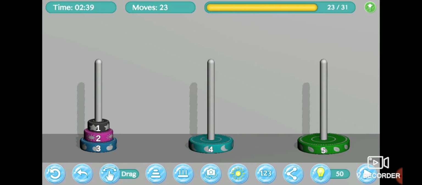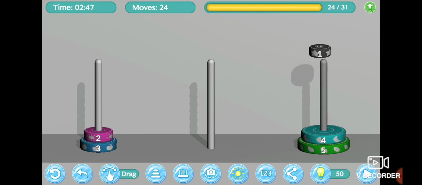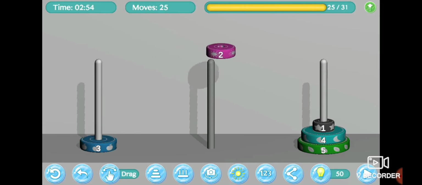And the fourth disc move to the third rod. And the first disc again move to the third rod. And the second disc move to the second rod. And the first disc again move to the second rod.